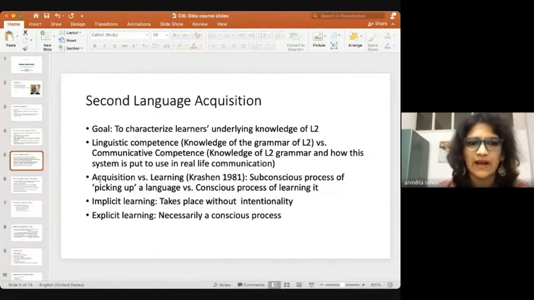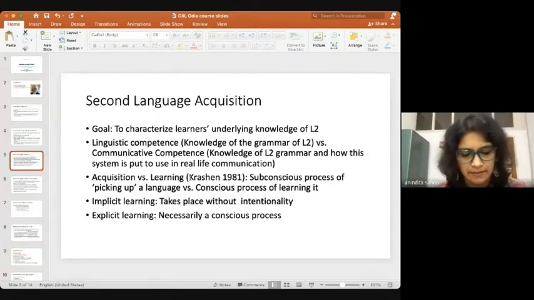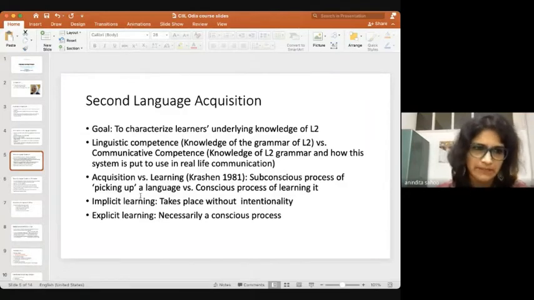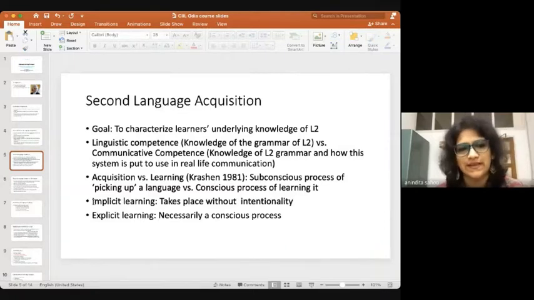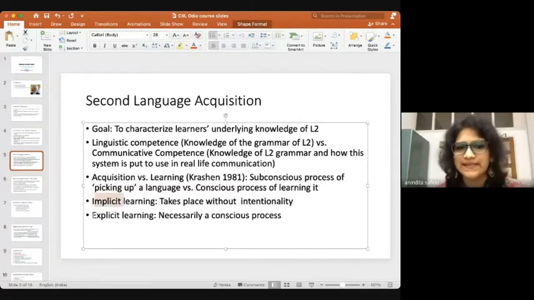Okay, so that's about second versus foreign language, and a couple of things I have already mentioned. How acquisition is different from learning, I have already shared an article written by Krashen in 1981, which most of us are familiar with. Please have a look at it later when you have time, not immediately. So learning takes place in two ways. One is implicit learning, the other is explicit learning.